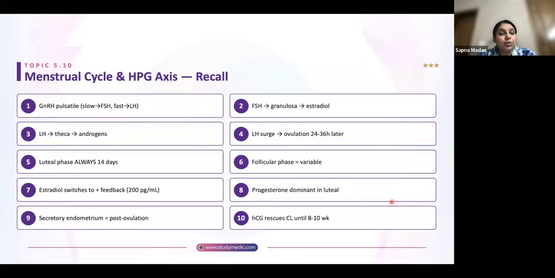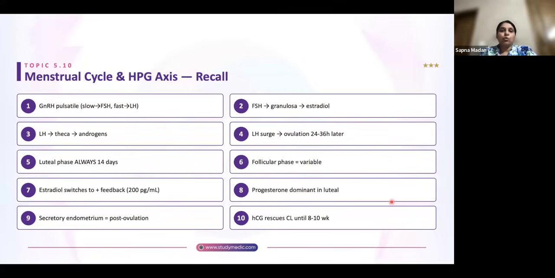Okay. So GnRH is released in a pulsatile manner. If it is released every 90 minutes, that is in slow pulses, it will stimulate the secretion of FSH. If it is released in quicker pulses every 60 minutes, then it is going to stimulate the release of luteinizing hormone. FSH will act on granulosa cells and then they will produce estradiol. LH will produce androgens in the theca cells.